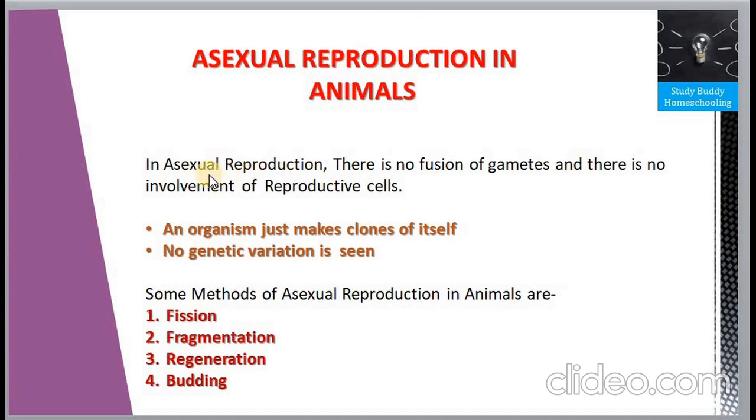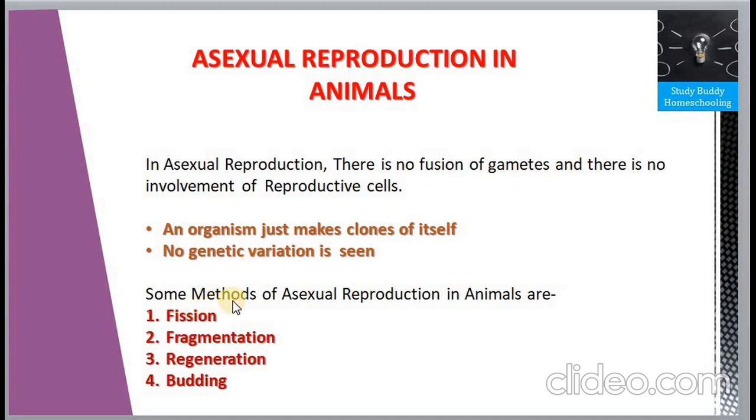Asexual reproduction refers to absence of sexual reproduction. So there are no reproductive cells involved. There is no fusion of gametes. The organism just makes a clone of itself. Since there is no fusion of gametes, there is no genetic variation seen.